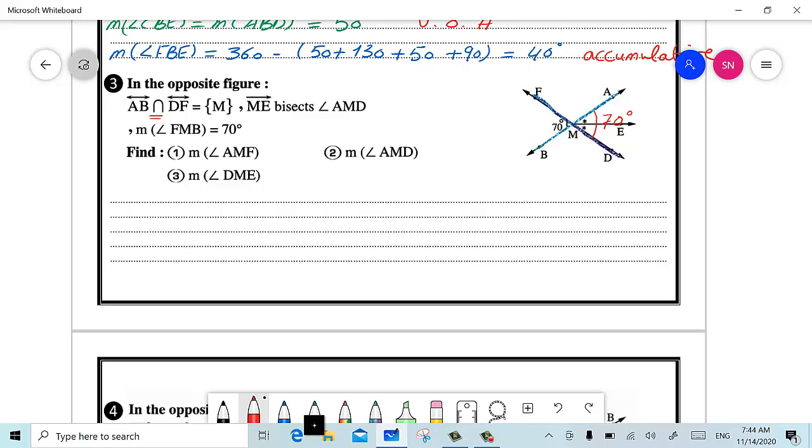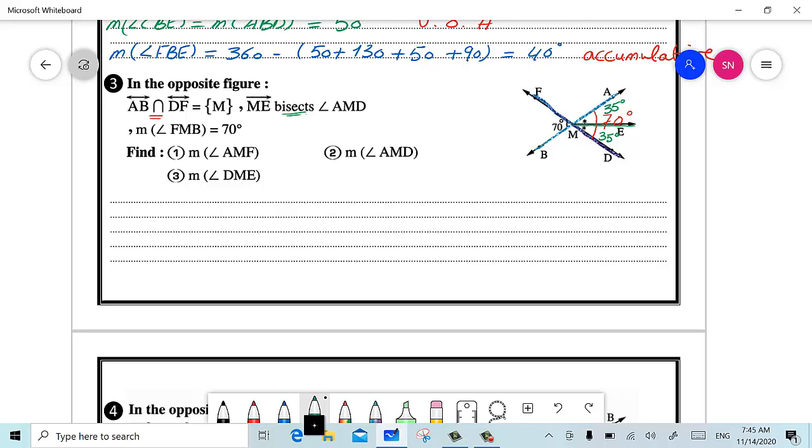Let's now continue our givens. He said that ME ray bisects angle AMD. So, ME ray bisects the angle. We said that bisect means it divided into two equal parts. If I know that this whole angle is equal to 70 degrees, then it's easy to find that each one of them is going to be equal to 35 degrees. Why? Because ME bisected this angle into two equal parts. And the last given is that angle FMB is equal to 70 degrees.